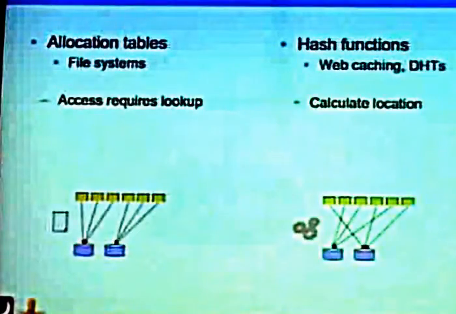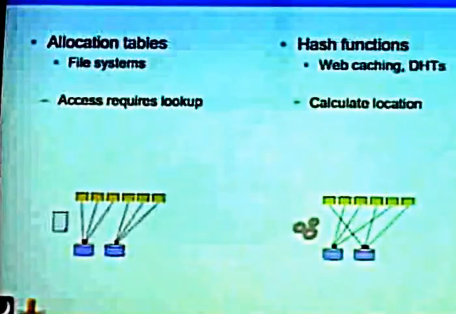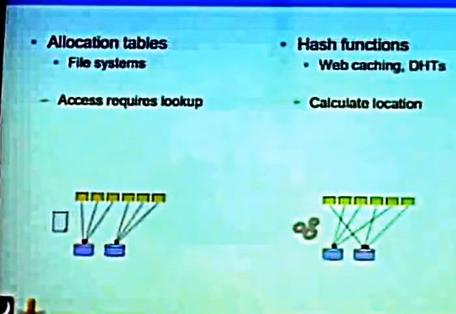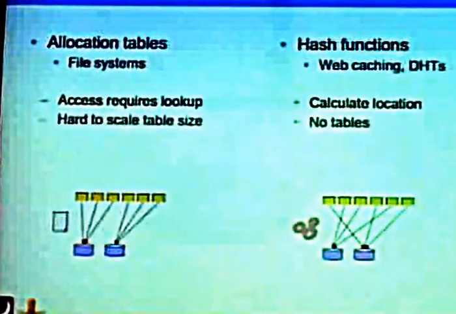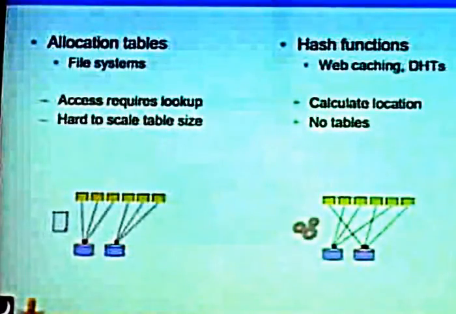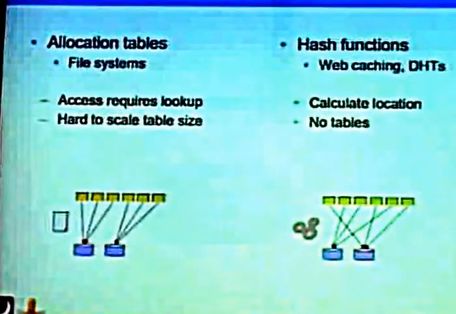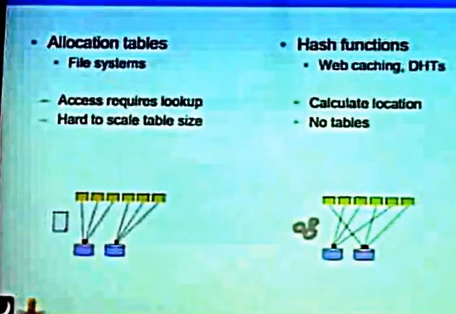Hash functions, on the other hand, work a little bit differently. Instead of looking it up, you simply calculate the location based on the name of the object, which is nice because you don't have to actually go anywhere to look up that information. When you start to scale the system, the table might be difficult to distribute across multiple nodes, although lots of systems certainly do that. Whereas the hash function scales trivially. It's just an arithmetic calculation.